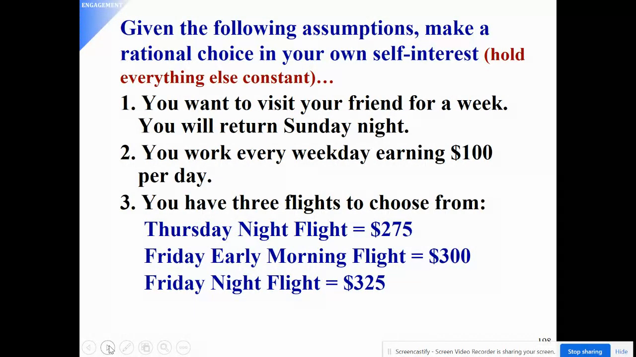But by leaving Thursday night or even Friday morning, you're giving up $100. Your opportunity cost, you're giving up $100 that you could earn on those days. So realistically, that Thursday night flight is really costing you $375, and that Friday morning flight is really costing you $400. When you think of your opportunity cost, those foregone wages that you could have earned.